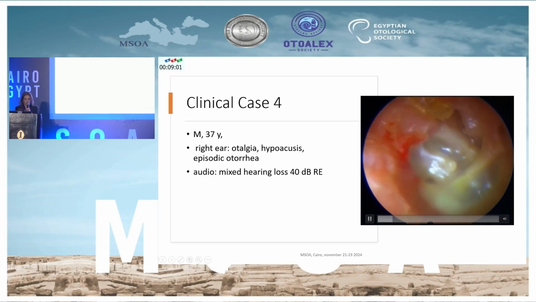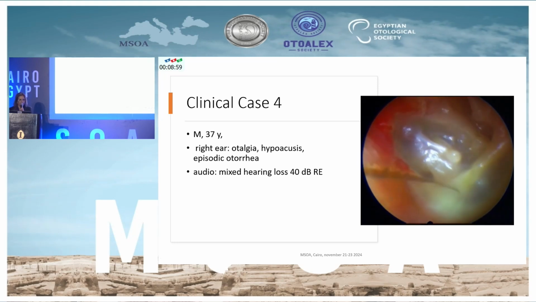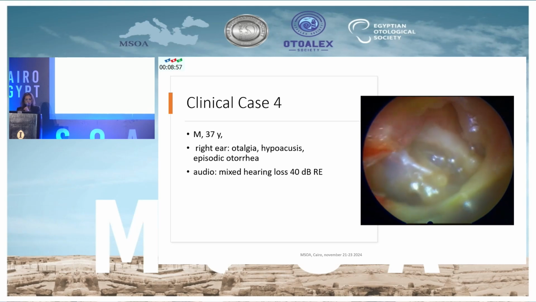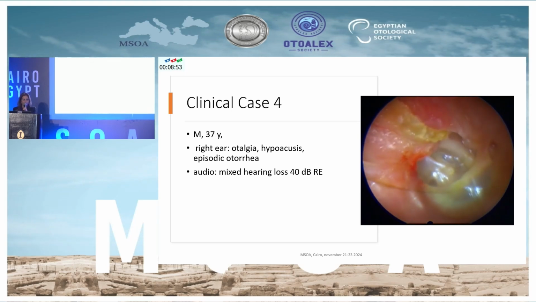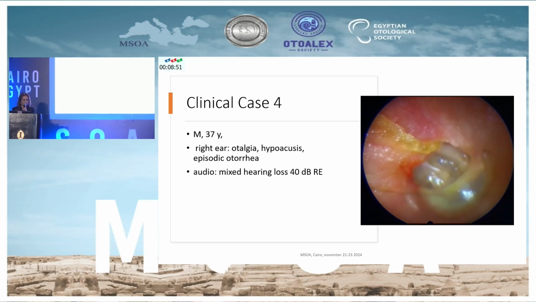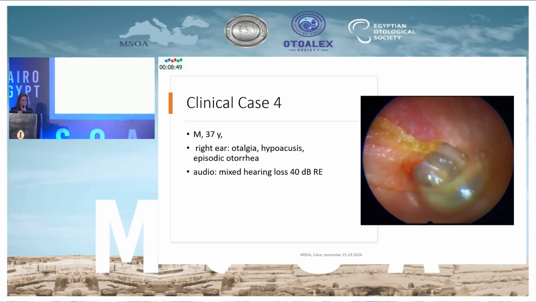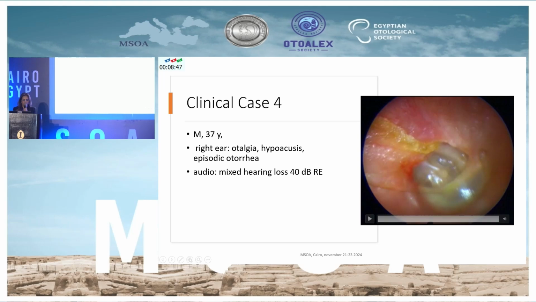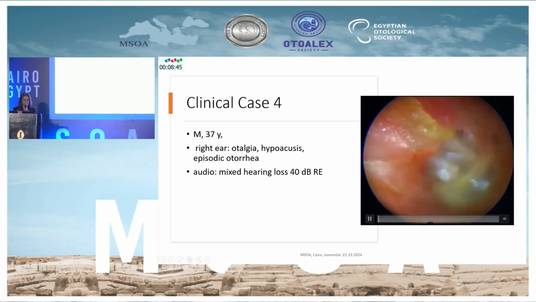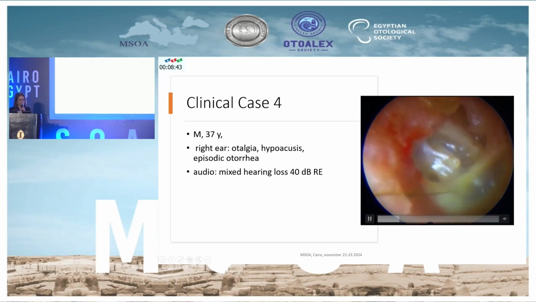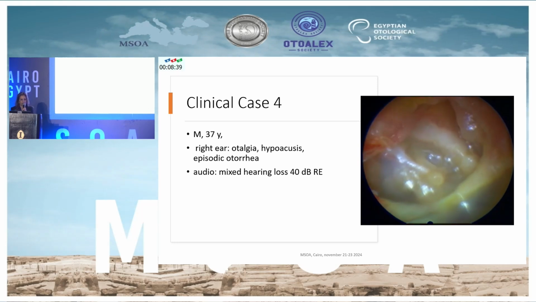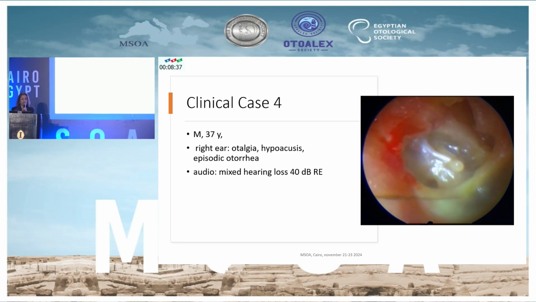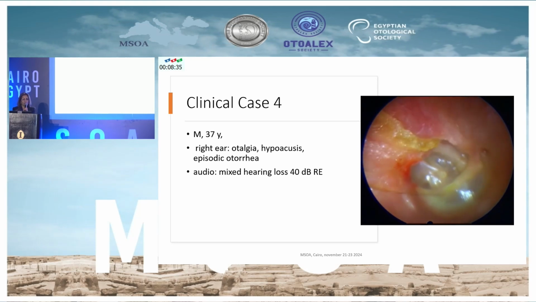Here we see the aspect of the ear of a 37-year-old with deafness, pain, and episodic otorrhea. Audiometry shows a mixed hearing loss for the right ear. What do you propose?